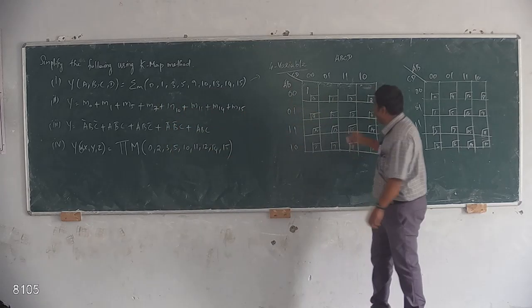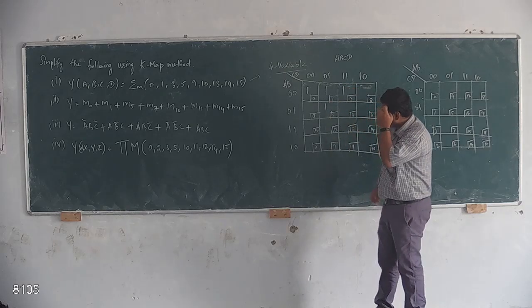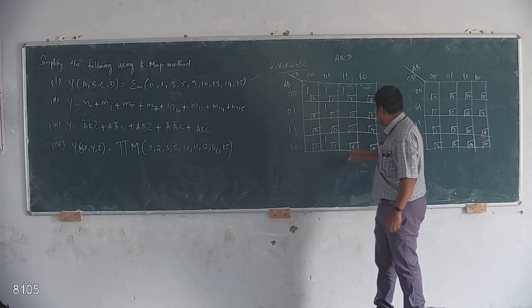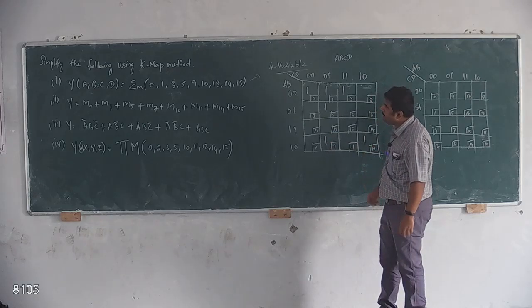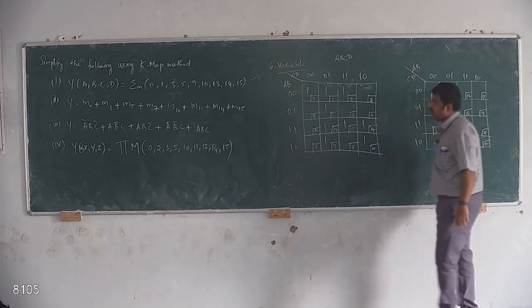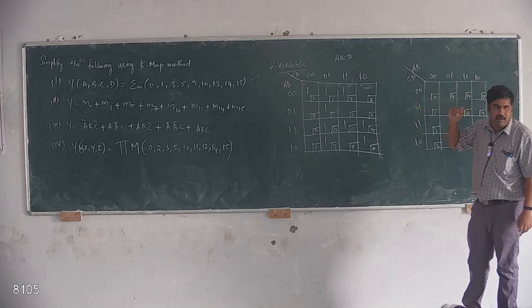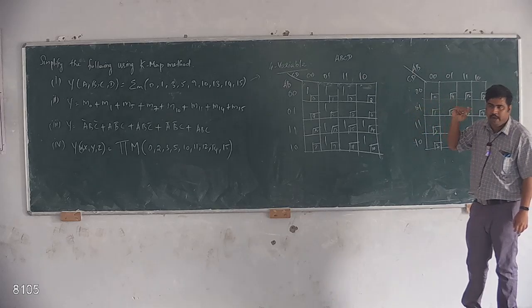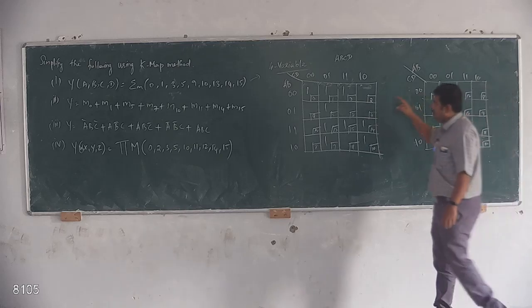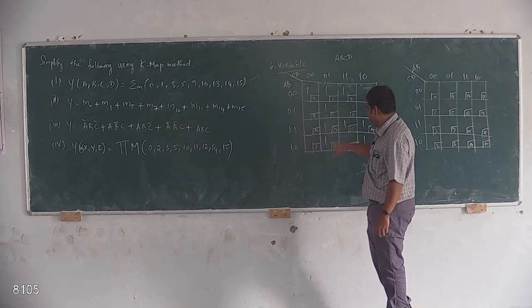So 0, 1, 3, 5, 9, 10, 13, 14, 15. Check whether you have placed all the ones in the boxes or not. If you miss any value, the answer will be totally wrong. Okay, so 0, 1, 3, 5, 9, 10, 13, 14, 15.